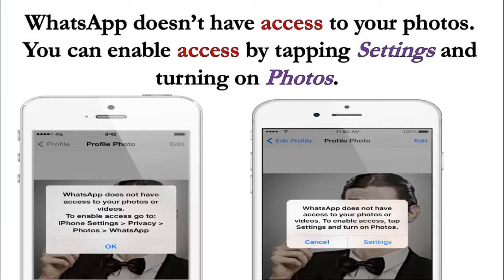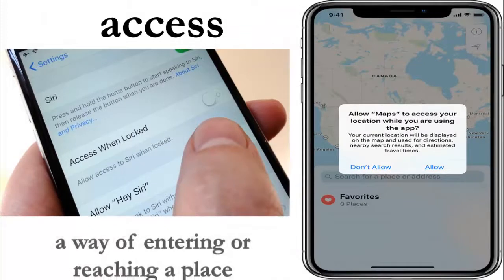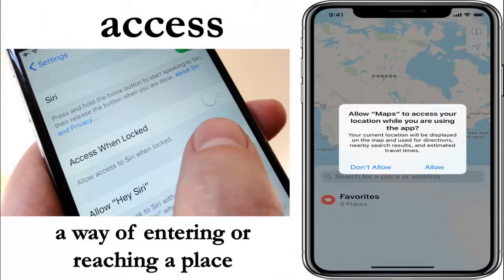Next one. Access. WhatsApp doesn't have access to your photos. You can enable access by tapping settings and turning on photos. What does the word access mean? When I say the word access, it means a way of entering or reaching a place. You have to allow it to reach or to access.